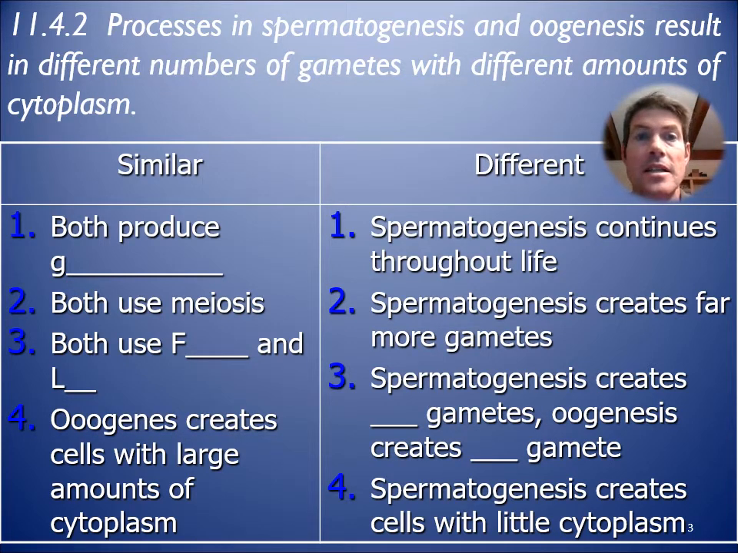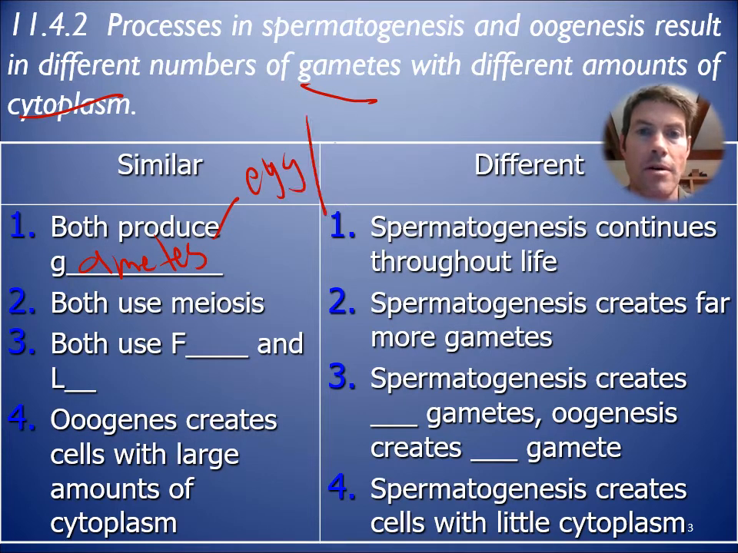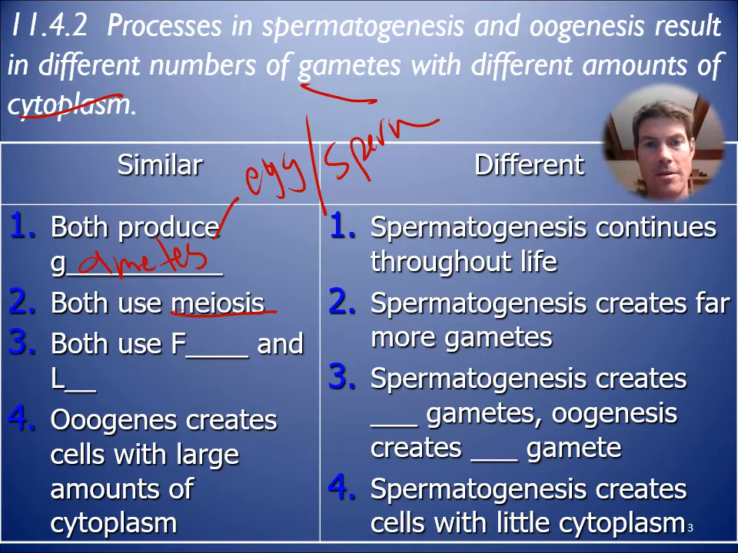So similarities and differences. Different gametes, different amounts of cytoplasm, different number of gametes. They both produce gametes, which are a fancy term for egg and sperm. They both use meiosis. And remember those hormones that started puberty in Darren and Natalie? You probably do. FSH and LH. So they both use those hormones.